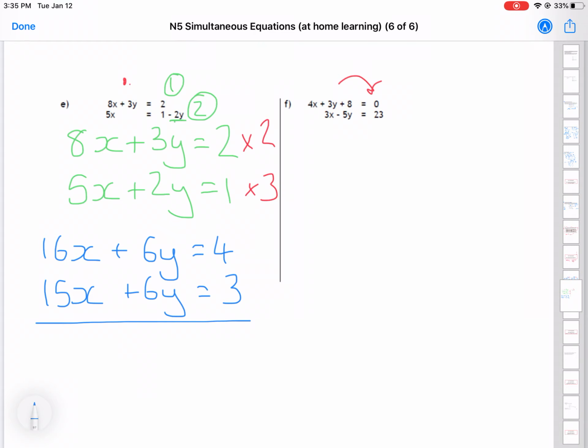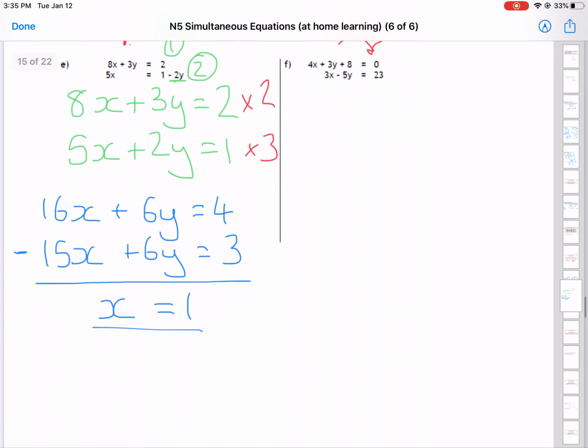Now in this case, I've got the y's that have the same number in front of them, they have the same sign, so I need to subtract them this time. So 16 take away 15 gives me a nice singular x, 4 take away 3 gives me 1, and x equals 1. So this one has worked out quite nicely here as well. What we need to do next is to substitute x equals 1. You can see it's the same process over and over again. Substitute x equals 1. Any equation will do. I am going to choose equation 1.